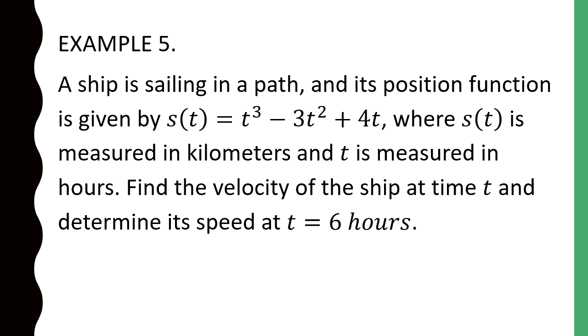For example 5, again, if you want to solve this on your own, you may pause this video. Okay, now let's discuss how we solve this problem. A ship is sailing in a path and its position function is given by s of t equals t cubed minus 3t squared plus 4t, where s of t is measured in kilometers and t is measured in hours. Now find the velocity of the ship at time t and determine its speed at 6 hours.